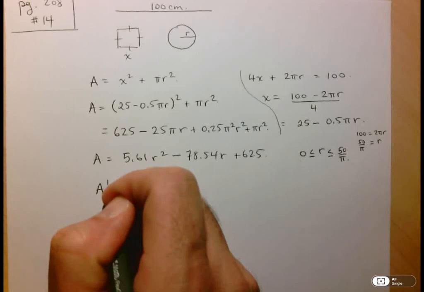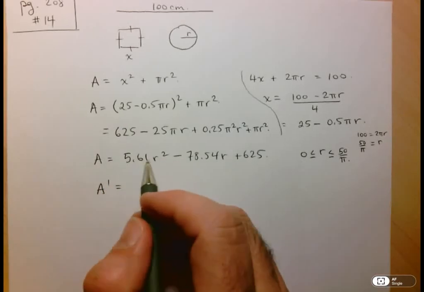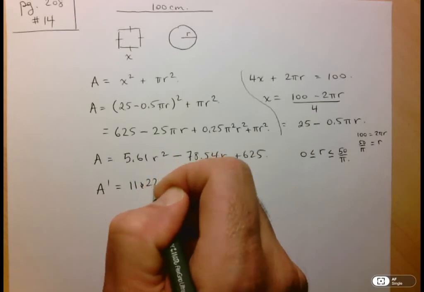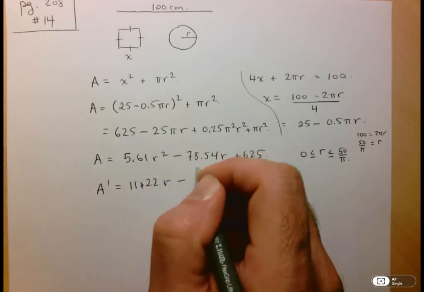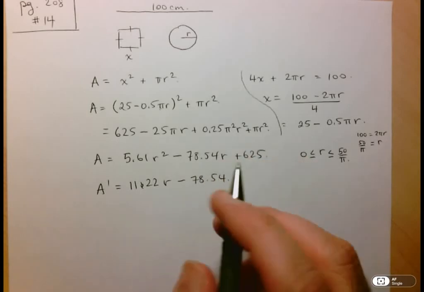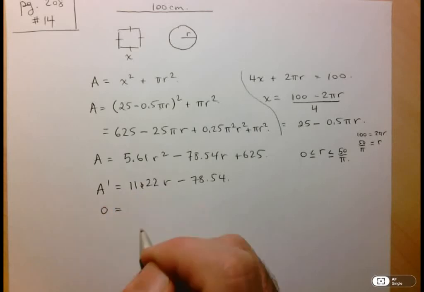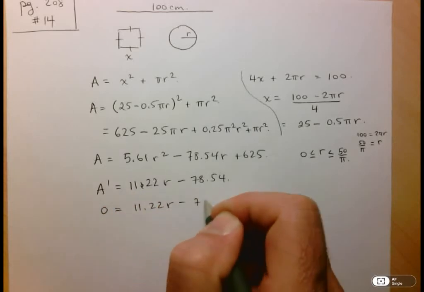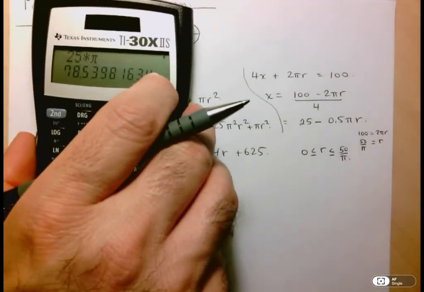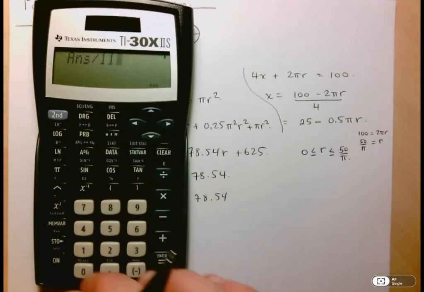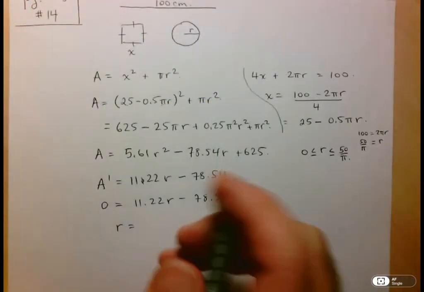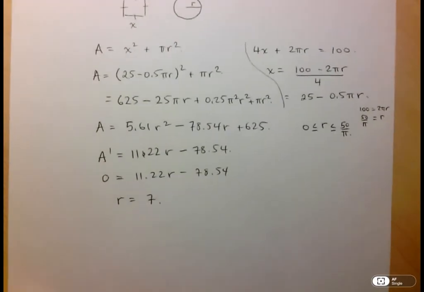Okay, so let's go ahead and take the derivative. So here we've got 2 times 5.61, so that'll be 11.22 r, minus 78.54. Okay, so let's now set this equal to 0. And so r here for a critical point would be 78.54 divided by 11.22. Okay, so how about we just call that 7? So our critical point is r equals 7.